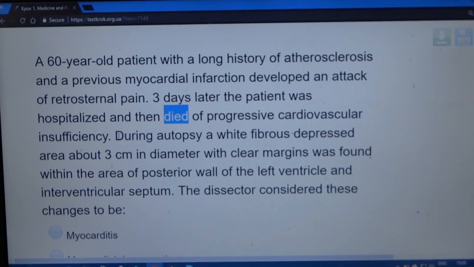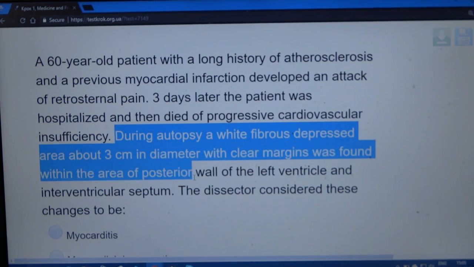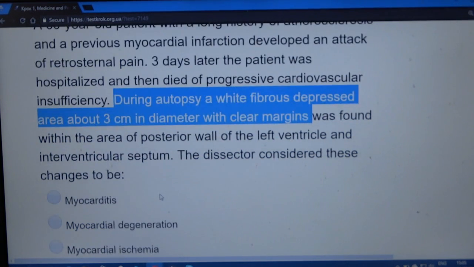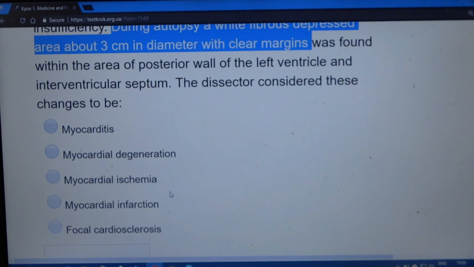Wow, this one they've just given you a very big clue here. With margins. See, white, fibrous, depressed area. That means what? Very focal, at a particular place. Which place? Posterior wall of the left ventricle and then the interventricular septum. So the dissector considered these changes to be, of course, focal. I've already told you, this is a clue that it is what? A focal cardiosclerosis.